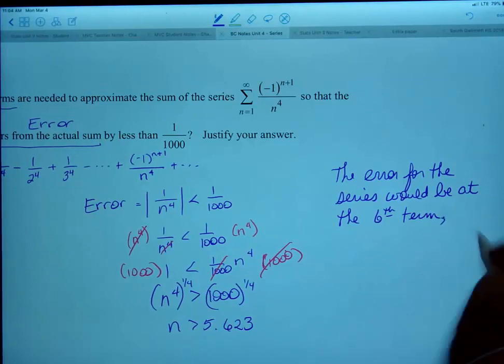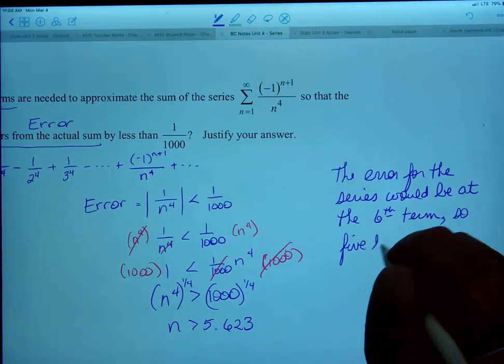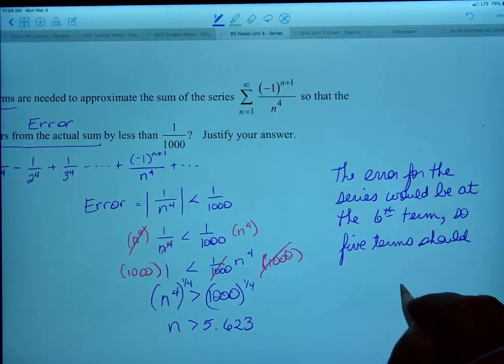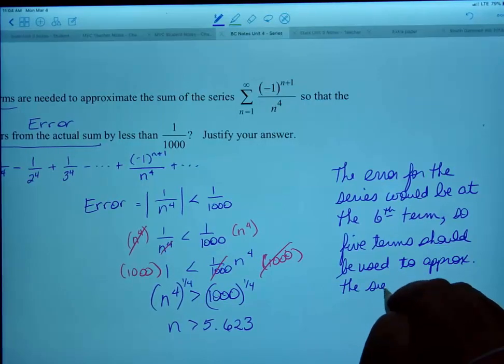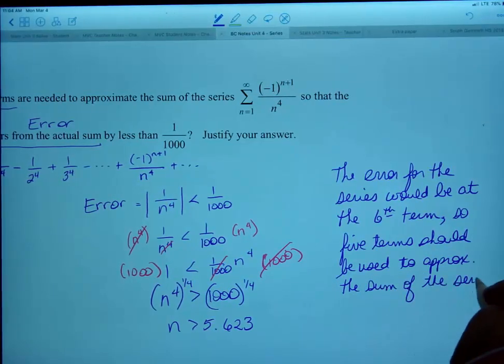So 5 terms should be used to approximate the series. Let's address it exactly as the question asked. It said how many terms are needed to approximate the sum of the series. Let's be even more specific. The error of the series would be at the 6th term, so 5 terms should be used to approximate the sum of the series. Now, if you don't explain yourself, you could say that 6 terms would be needed, because n is greater than 5.6, and that could be misconstrued as the wrong answer. That looks like how many terms should be added. No, that's the error term. So you have to subtract one as far as how many you add together. Are we good on that? Yeah. That's it, guys.